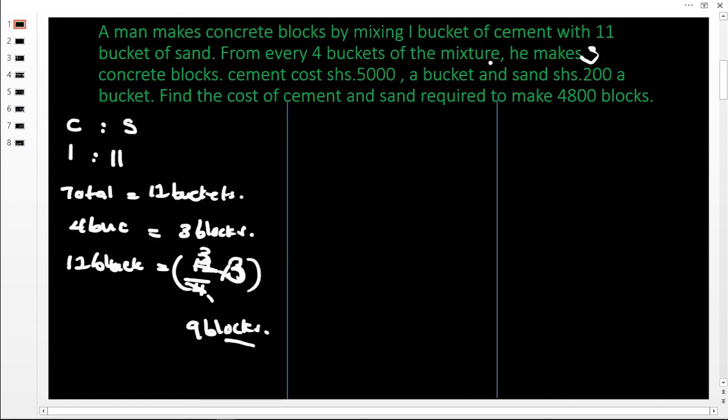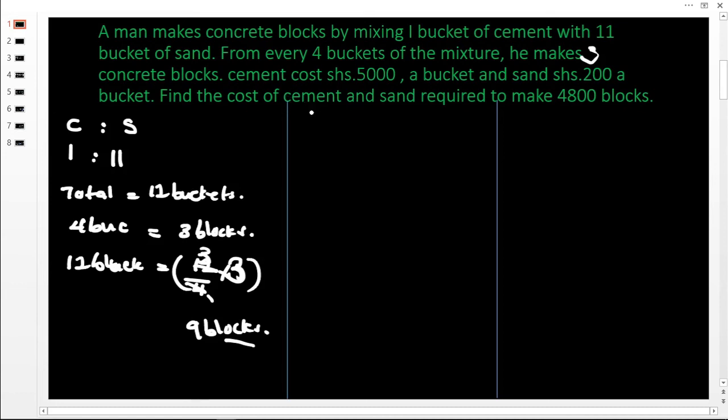Let us continue with our question. Remember, I told you you have to read and understand. What you read is what you write down. It will push you to the next step. Then they are telling us that cement costs 5,000 a bucket, and sand 200 shillings a bucket. So this will push us to find out how much money this man will spend on 12 buckets that give him 9 blocks. So let us get started.